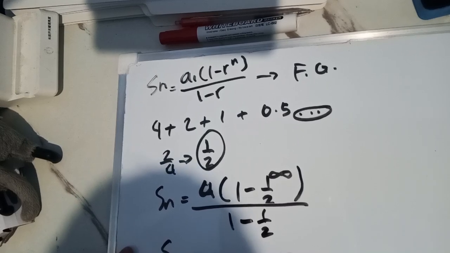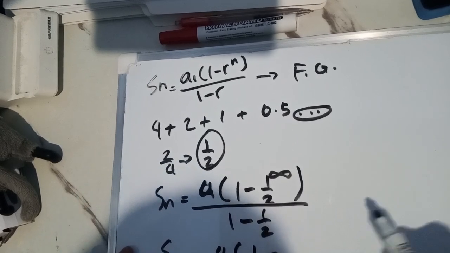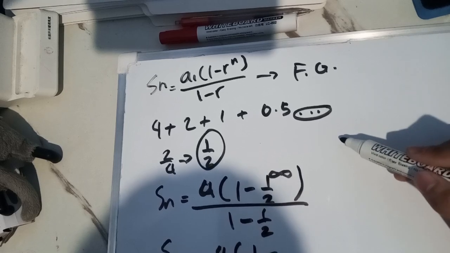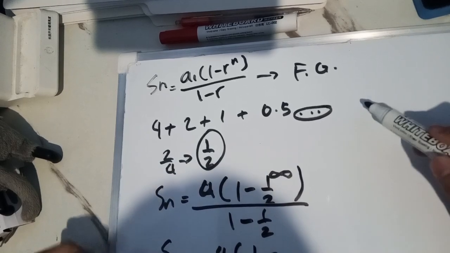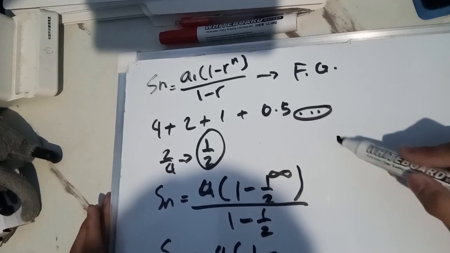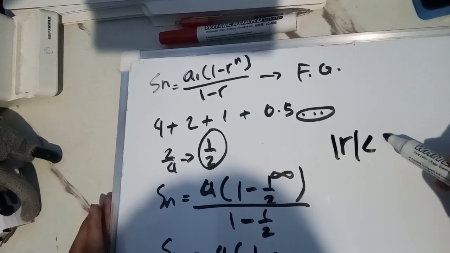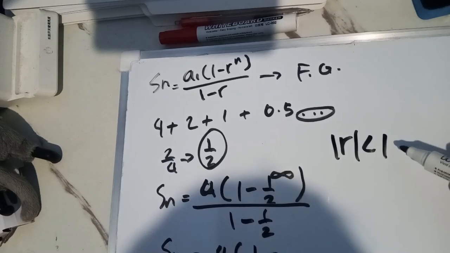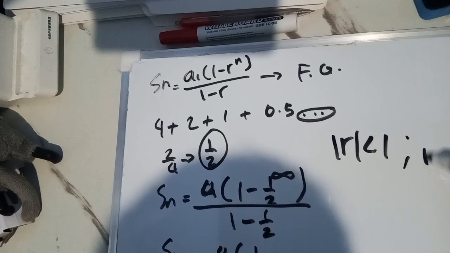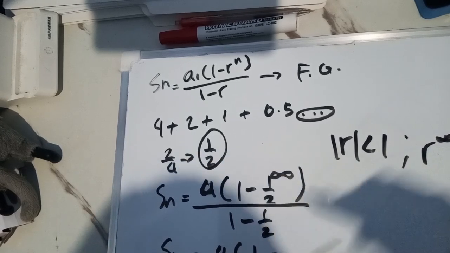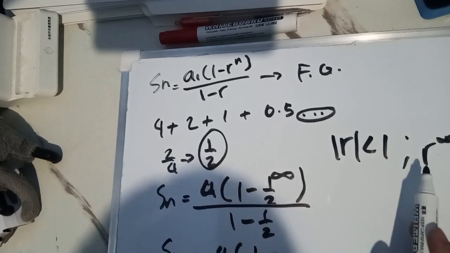Sn is equal to 4, 1 minus... So every time we raise a number to infinity, and that number or that value is an absolute value less than one, that number will equal 0. So 1 half, let me explain why.